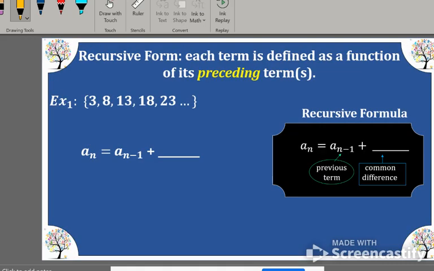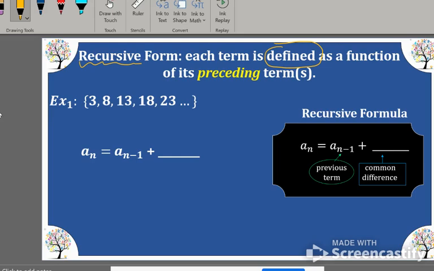Now let's talk about two different ways, two different forms that we can write our sequence outside of listing out the elements. The first form is called recursive. Recursive form is just a definition of the sequence.